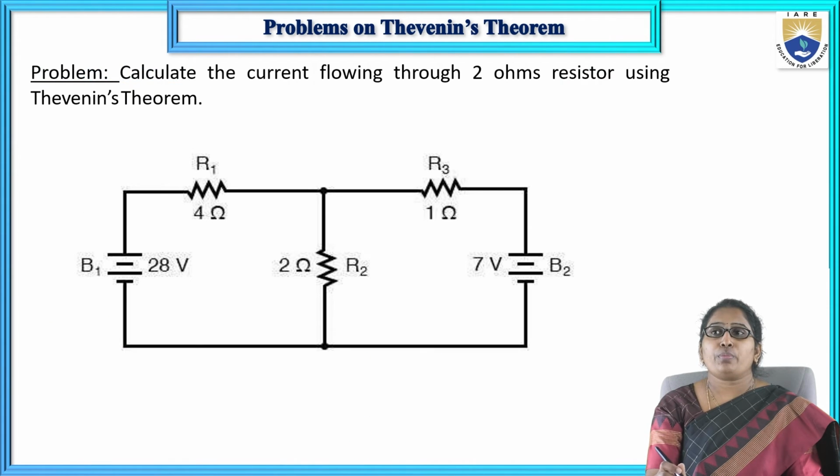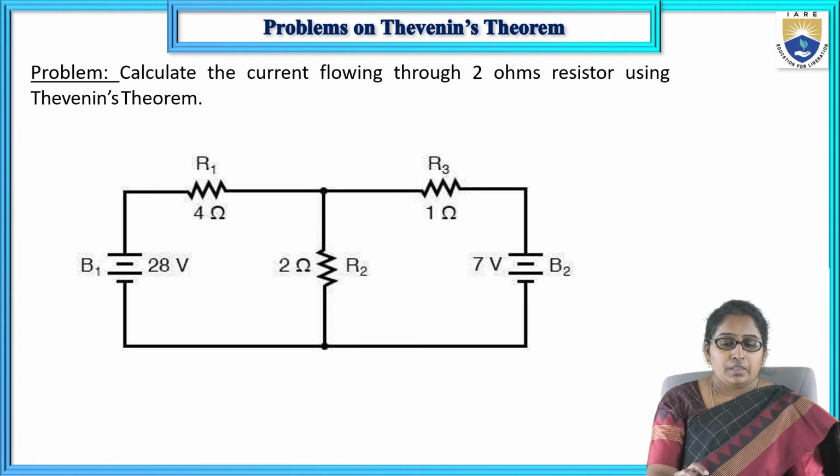Then one more example problem. Here, calculate the current flowing through the 2 ohm resistor using Thevenin's theorem.